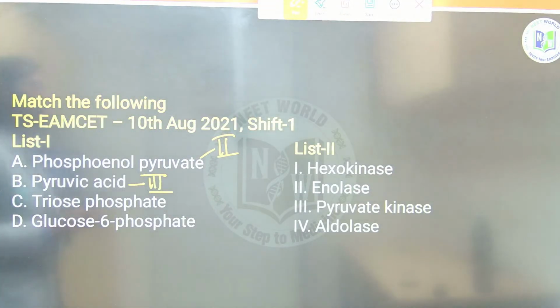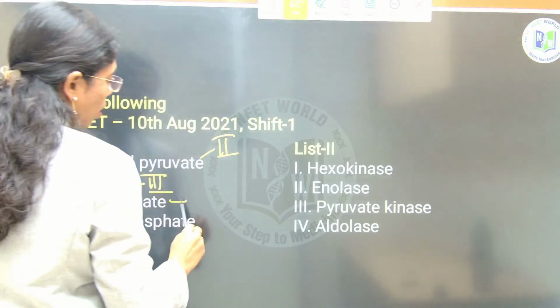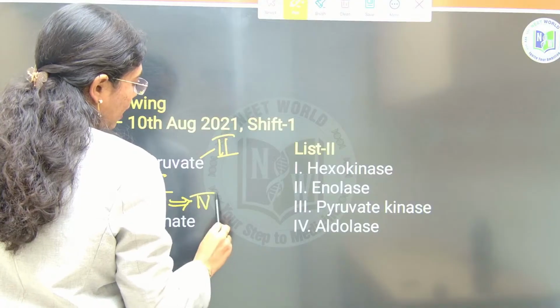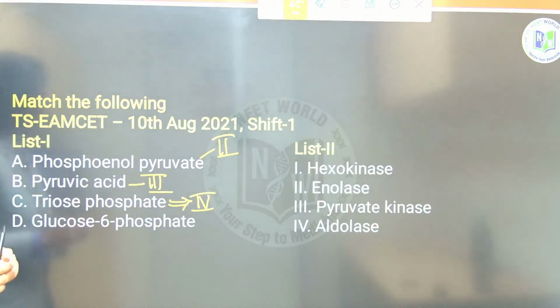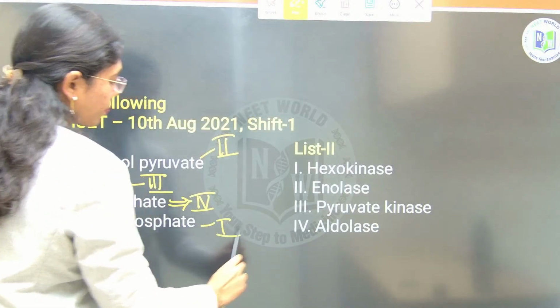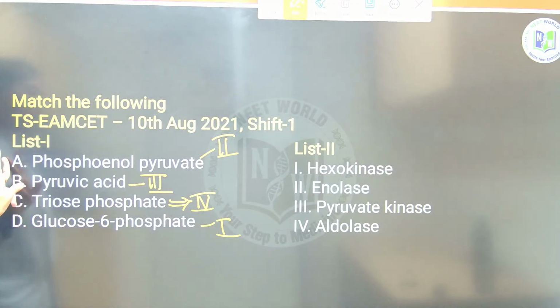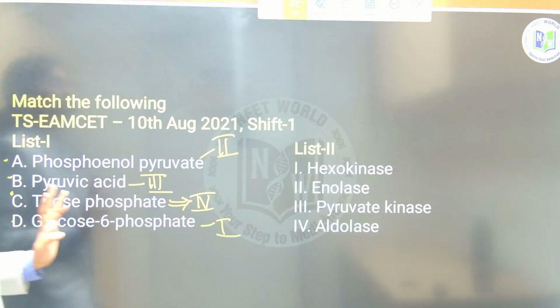Triose phosphate is formed by aldolase at the cleavage step. Glucose 6-phosphate is formed by the enzyme hexokinase. Clear, right? So A will be 2, B 3, C 4 and D 1. Fine. Next.